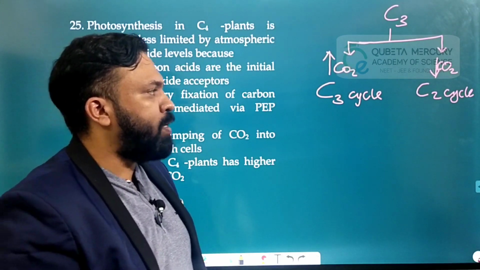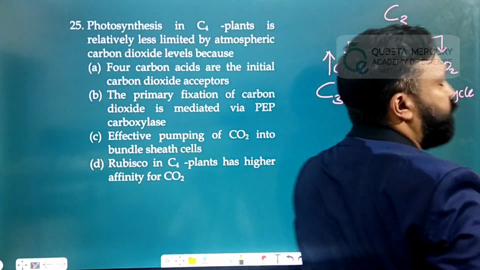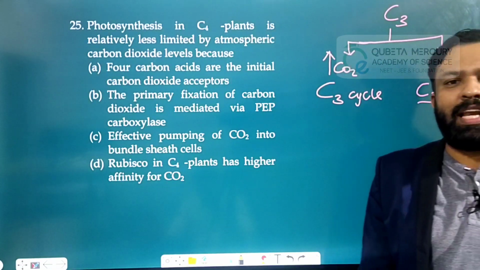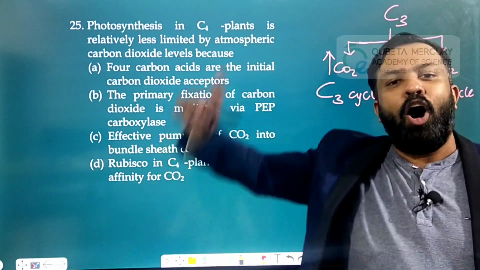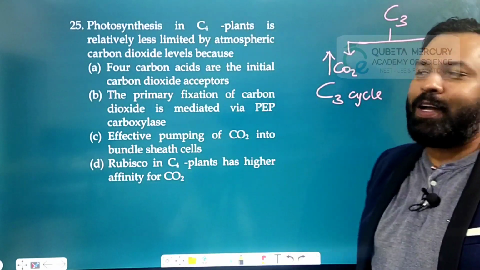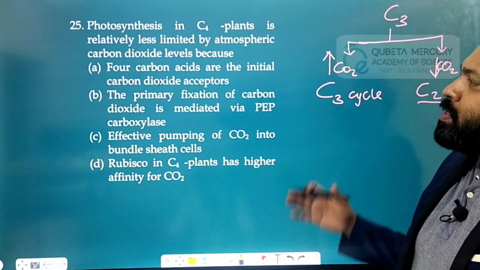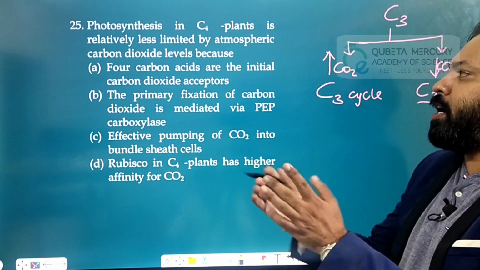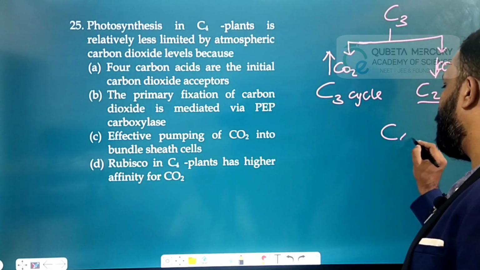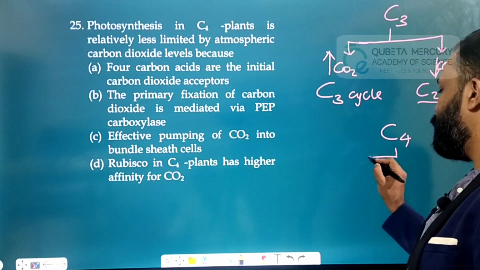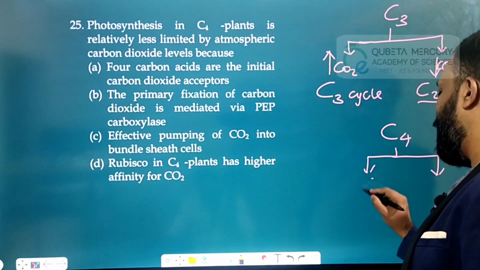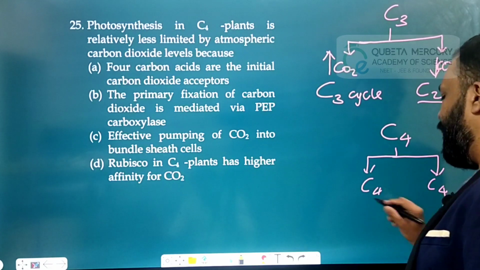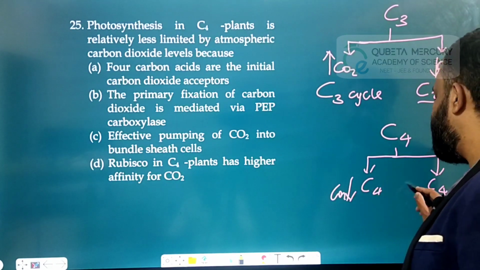The C2 cycle is a wasteful process shown by C3 plants when the level of carbon dioxide is less, and oxygen, temperature and light are more. So photosynthesis in C4 plants is relatively less limited by atmospheric carbon dioxide because the C4 plants will show the C4 cycle itself even if the carbon dioxide level is low.